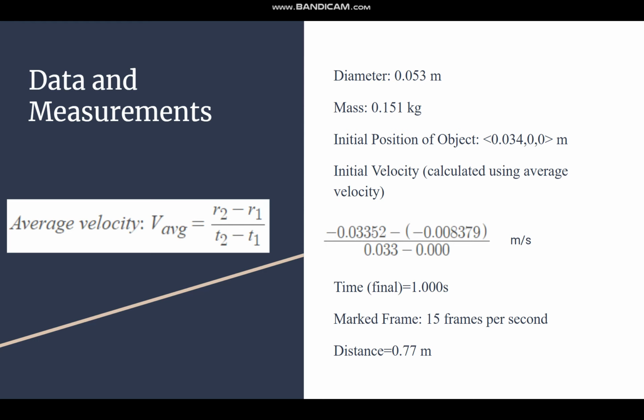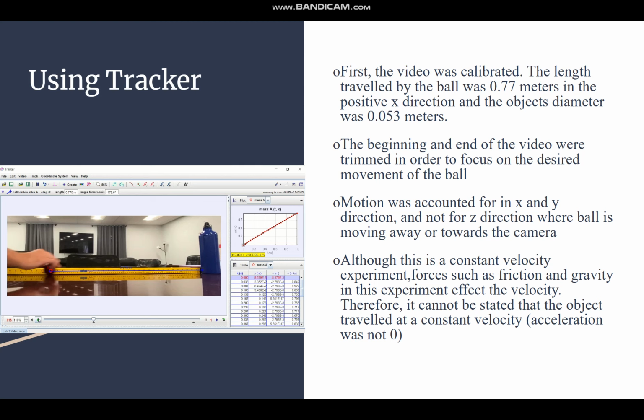So first, the video was calibrated as I was just explaining. The ball traveled 0.77 meters, and the diameter of the ball was 0.053 meters. I trimmed the beginning and the end of the video in order to just focus on what we exactly wanted from the video. Motion was accounted for in the X and Y direction, but not for the Z direction. That's one thing to note. Although this is a constant velocity experiment, forces such as friction and gravity in this experiment affect the velocity. Therefore, it cannot be stated that the object traveled at a constant velocity, unfortunately.